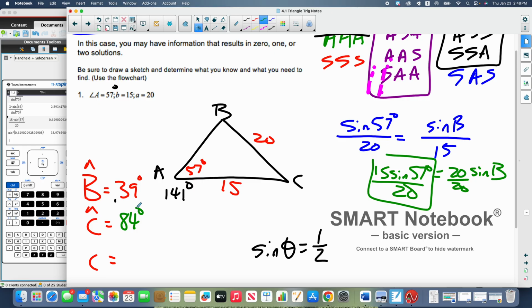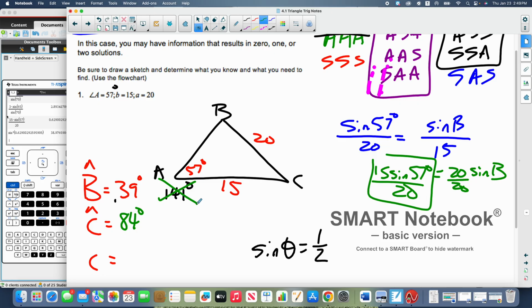Now, it could be 39 or it could be 141. Well, tell me about 141. Too big. If I add it with the 57 that's already there, it's too big. Doesn't work. So that one doesn't work. So this would be an example of a one triangle solution. Everybody okay with that? So I get the two values that it could be. The thing that's different today is we're solving for the angle. Now I gotta go finish the last step here. How would you find side C?